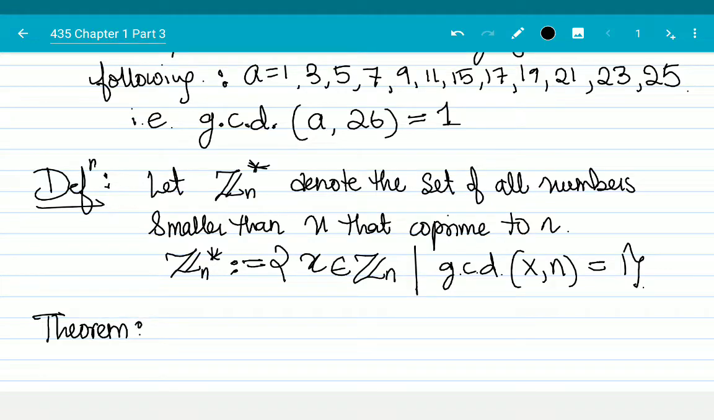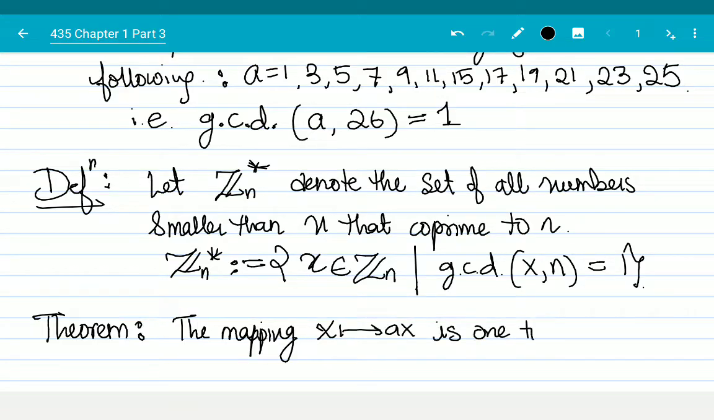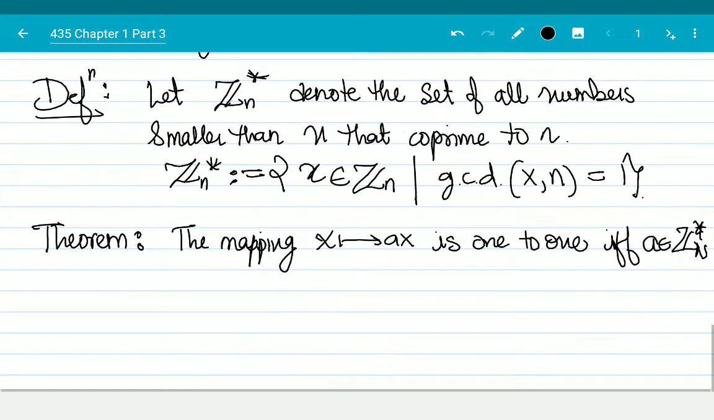Theorem: the mapping x goes to ax is 1-to-1 if and only if a is in Zn star. Okay, so I am not even claiming this just for 26. We are claiming it for any n. Okay, here's the proof.